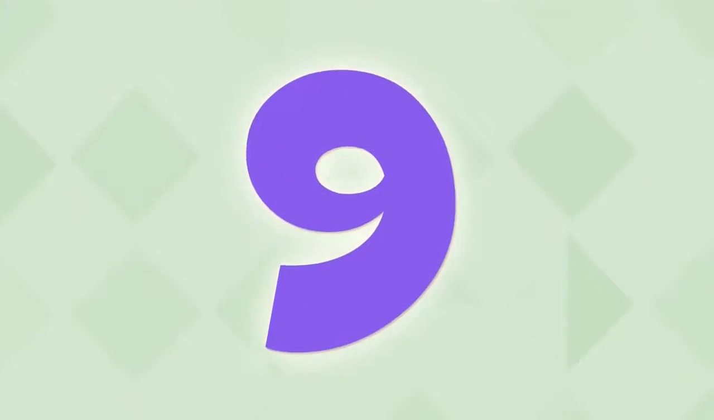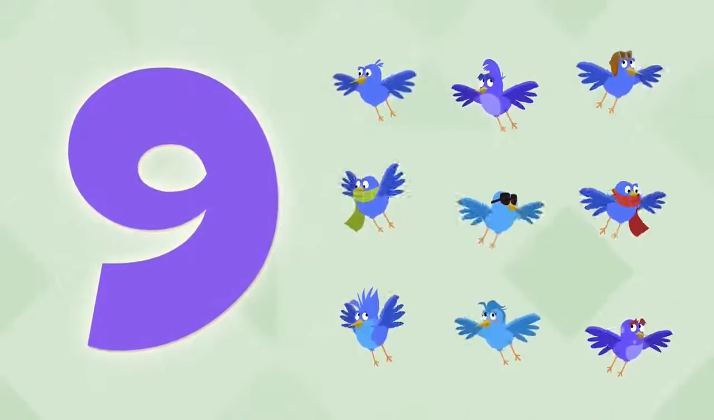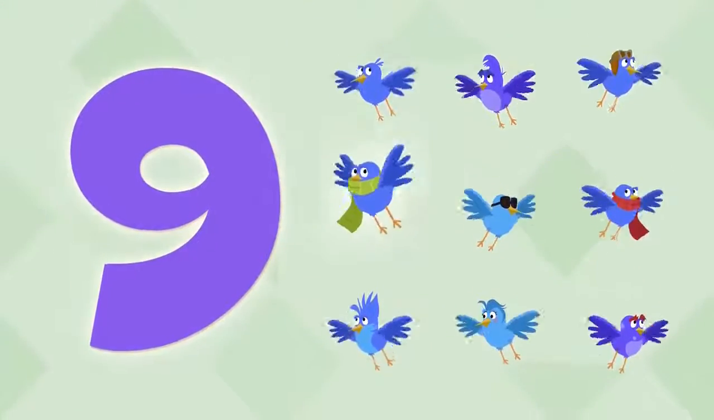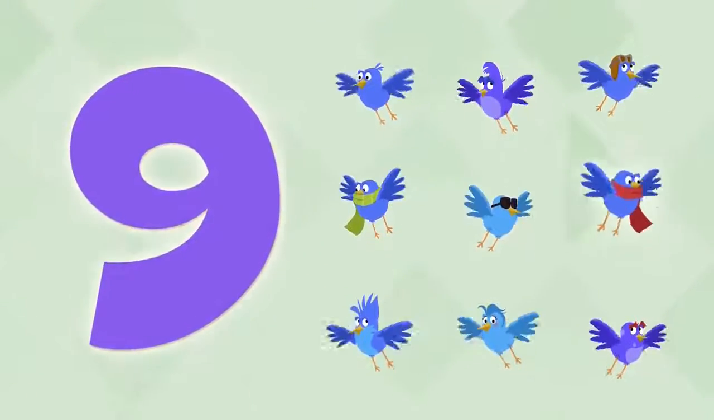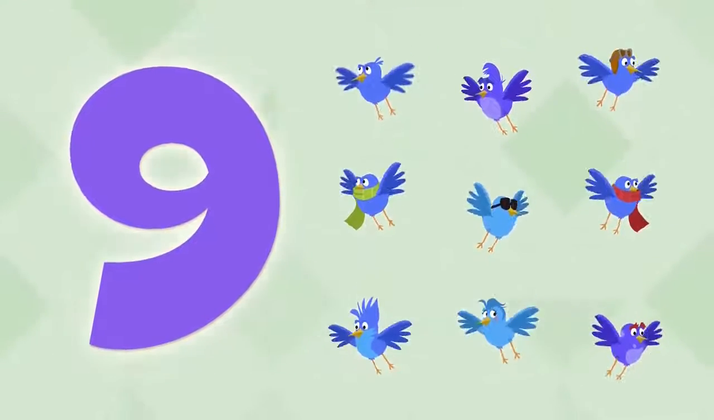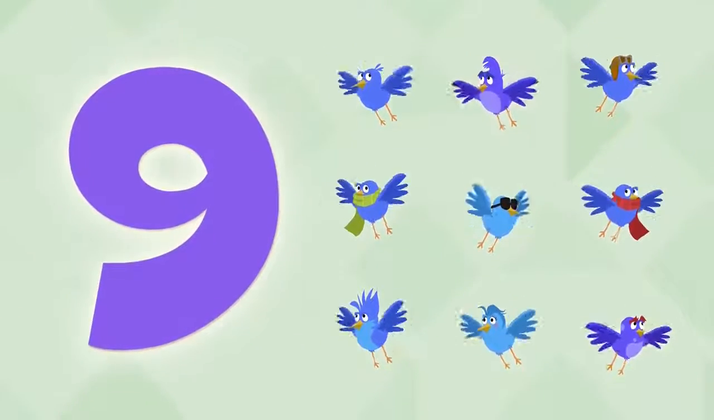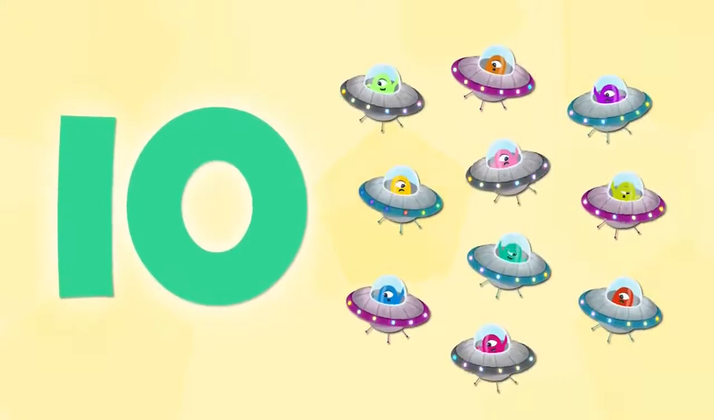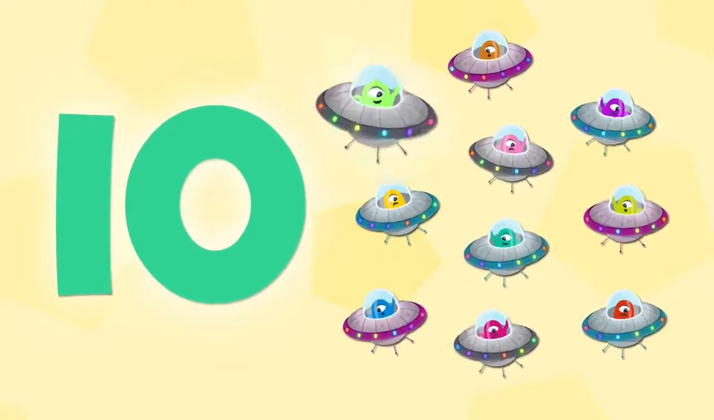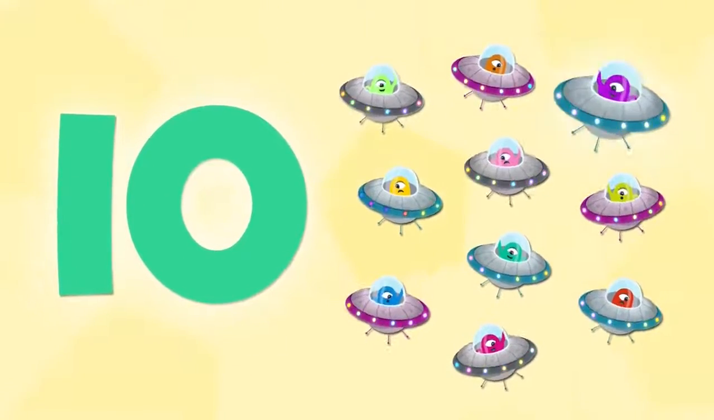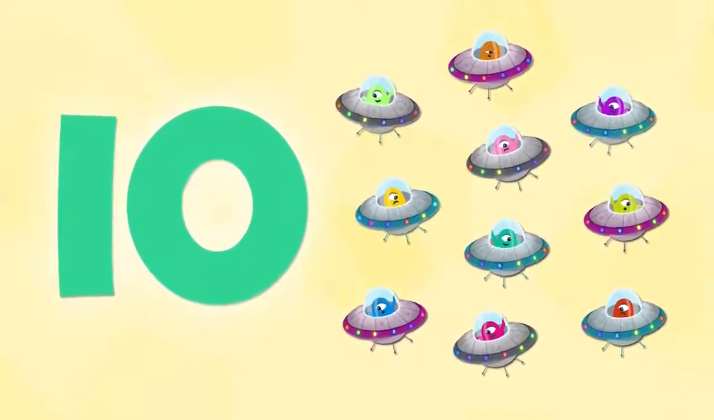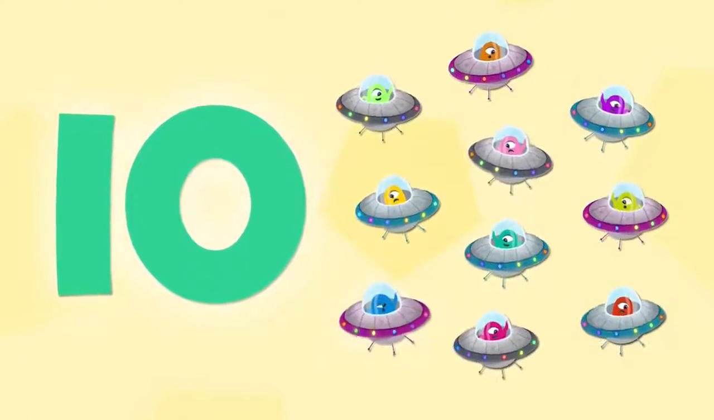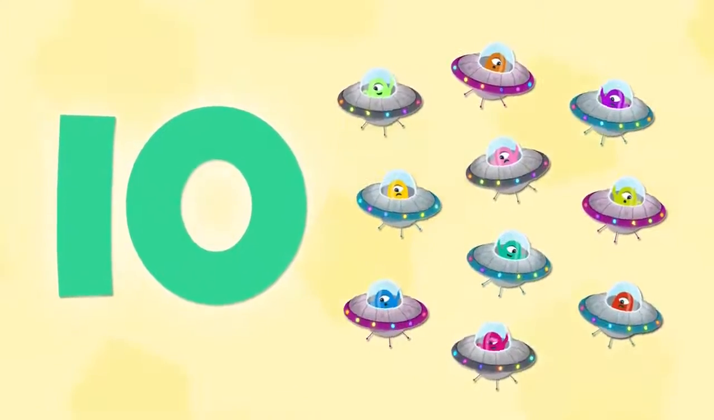This is number nine. There are nine birds. 1, 2, 3, 4, 5, 6, 7, 8, and 9. The last one that we're going to learn is number 10. There are 10 aliens. 1, 2, 3, 4, 5, 6, 7, 8, 9, and 10.